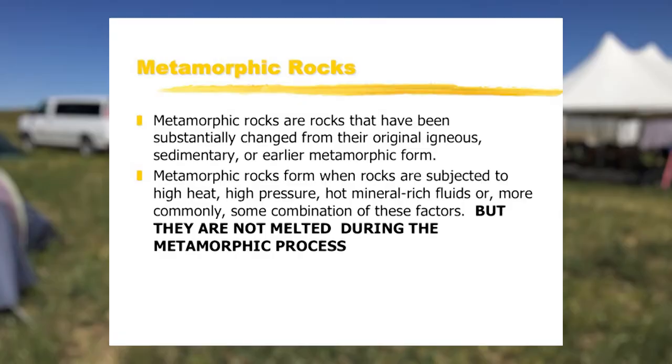Metamorphic rocks, as I said, are those that have changed from the original type of rock they were into something else. They can be sedimentary rocks, igneous rocks, or other metamorphic rocks that are subjected to metamorphism. The only criterion that metamorphic rocks have to meet is that they did not melt. If they melt, then they become an igneous rock, and they would no longer be categorized as metamorphic.